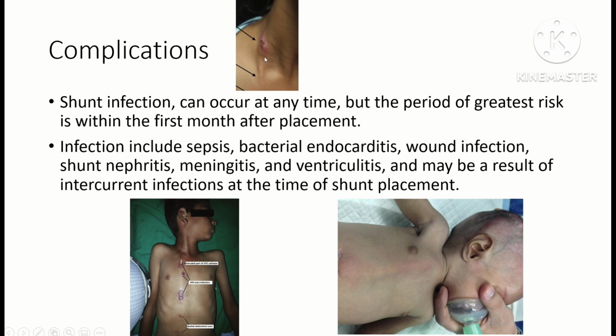This is a picture of the shunt. Infections can occur anytime, but the period of greatest risk is within the first month after replacement. Infections include sepsis, bacterial endocarditis, this means infection in the heart, wound infection, shunt nephritis, meningitis, and ventriculitis, and may be a result of intercurrent infections at the time of shunt replacement.